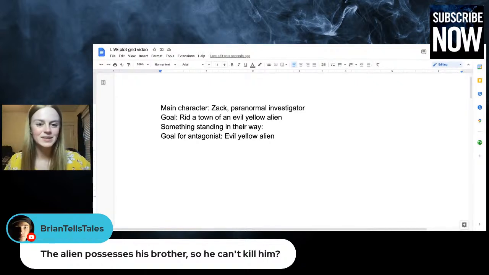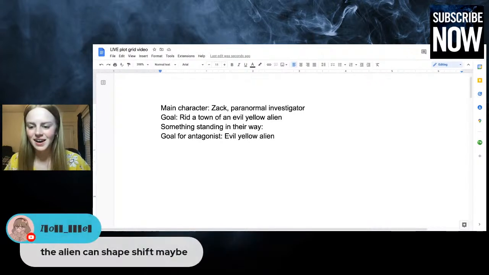So originally the paranormal investigator is going and trying to stop the alien, and then halfway through realizes that the alien has possessed his brother. So now there's a personal conflict and it changes the story a little bit. So maybe he doesn't start out possessing his brother, but then he does. Oh, that's going to be a cool plot twist.